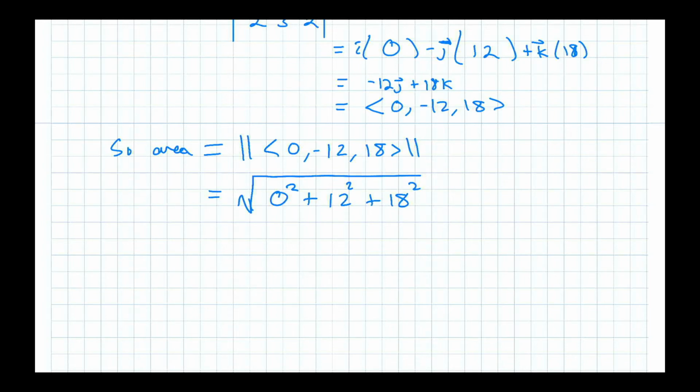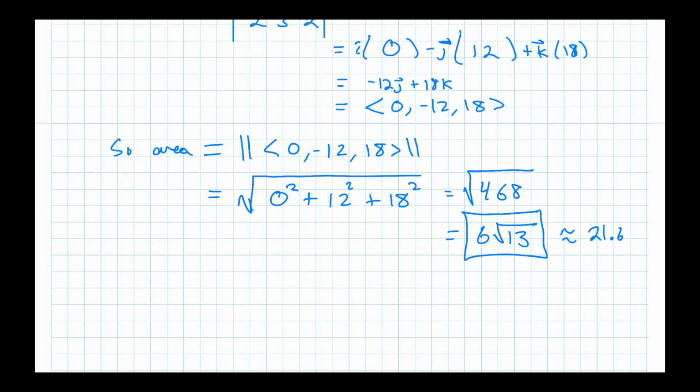So 12 squared, of course, is 144, and 18 squared is 324. The total is 468, so we get the square root of 468. And then, of course, we need to take that square root. So you use a calculator or Wolfram Alpha or something that can give you an exact answer here. So this is 6 square root 13. And that's actually what you want. And if you wanted to round it, we can get a decimal, so that's approximately 21.63.